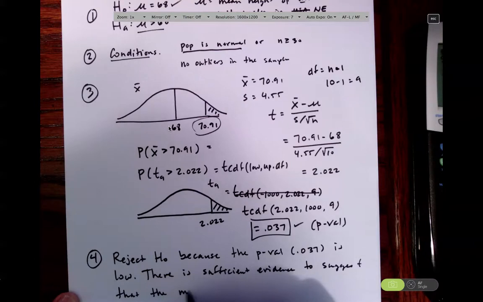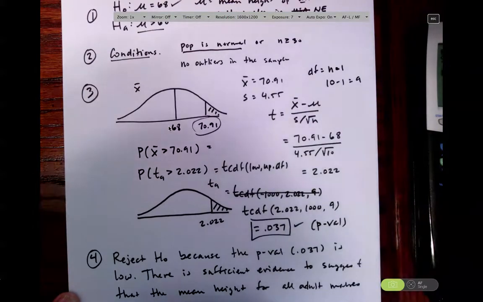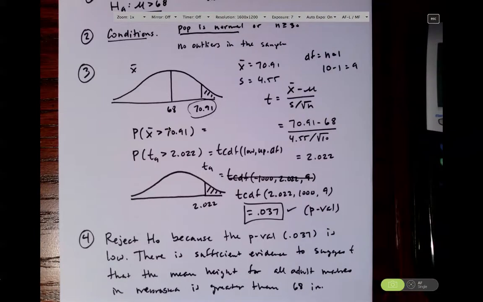The mean height for all Nebraskans, or male Nebraskans, okay, let's say adult male Nebraskans, the mean height for all adult males in Nebraska is greater than 68 inches. Okay, so this is kind of the flavor of a hypothesis test.